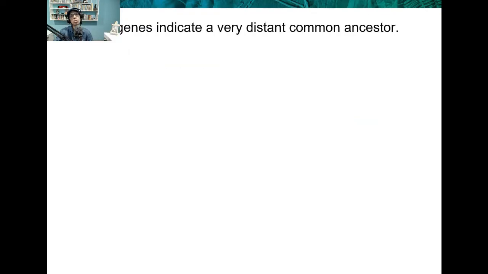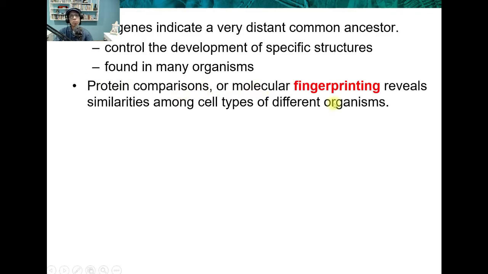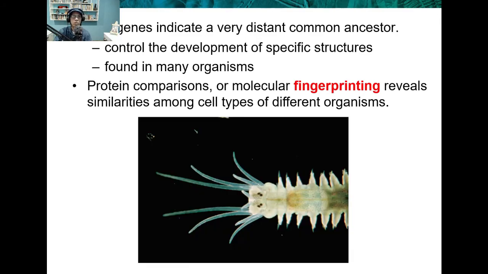Hox genes, it indicates a very distant common ancestor. Very distant means malayong malayo, but common ancestor. Hox genes control the development of specific structures. Hox genes can be found in many organisms. Protein comparisons or molecular fingerprinting reveals similarities among cell types of different organisms. Protein comparisons can be amino acid sequences. Okay, so this is an example of a microorganism that have Hox genes.